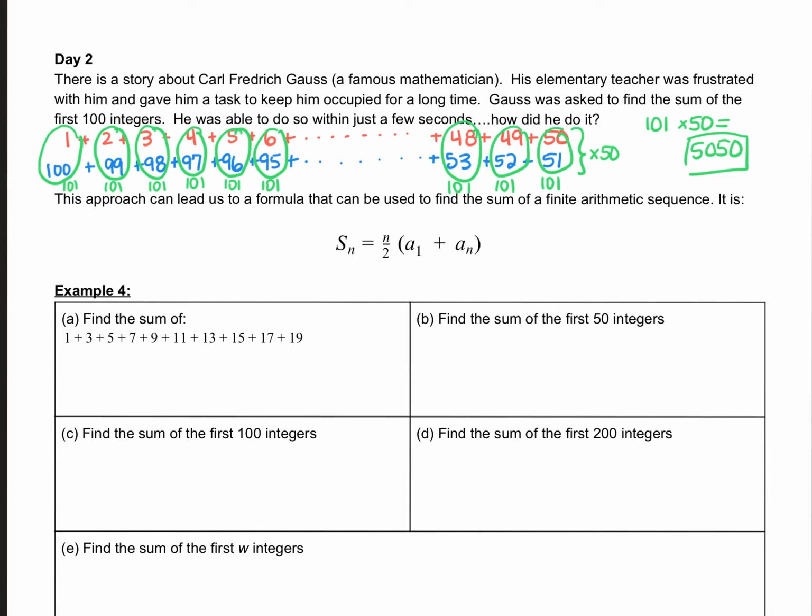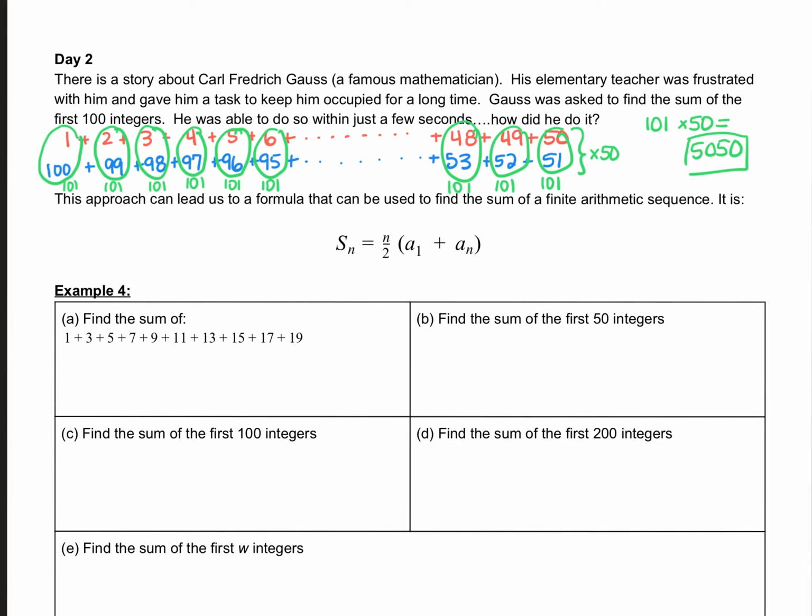So this leads us to a way that we can actually find the sum of a finite arithmetic sequence in a formula form. And that is, we look at how many terms there are, we cut that in half, that's the 50, and then we multiply that by the sum of the first term and the last term. And that's going to give us the sum of all of those terms in that sequence.